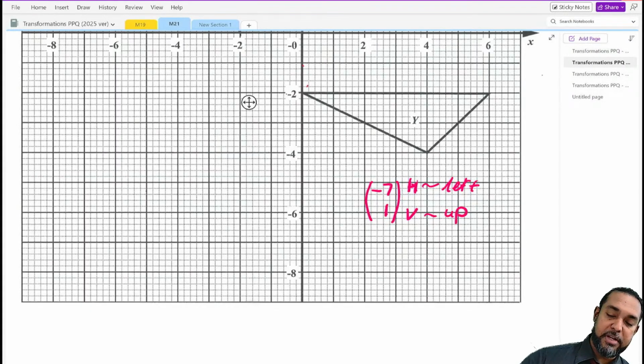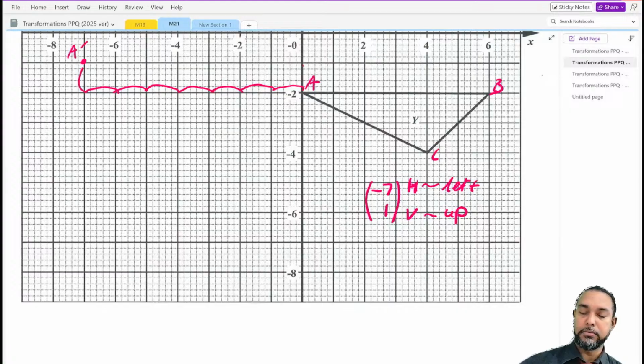So like for the point here by the -2, right? We would go 1, 2, 3, 4, 5, 6, 7, and then 1 space up. All right, so let's label these points A, B, and C. Why not, right? So this would be A prime now. Now the truth is, you don't have to shift all of them. You could shift one and just use the relative dimensions of the shape.